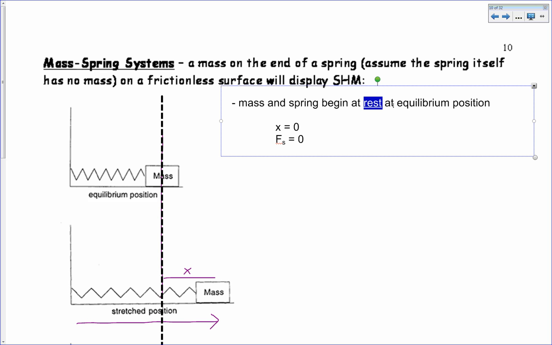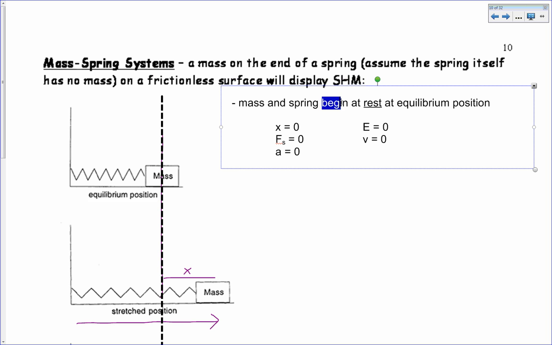When it passes through the equilibrium position, some of these numbers change. So energy at this point is equal to 0. Because it's beginning at rest, it also has no velocity, so velocity equals 0. And because the restoring force is equal to 0, acceleration also equals 0 where it begins. This is going to be different when it passes through the equilibrium position, but this is because it begins at rest.